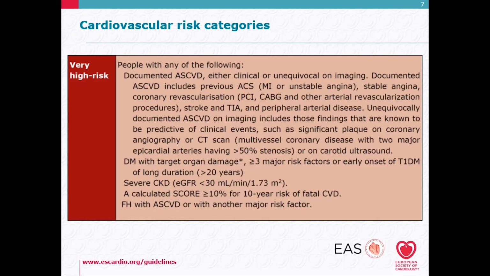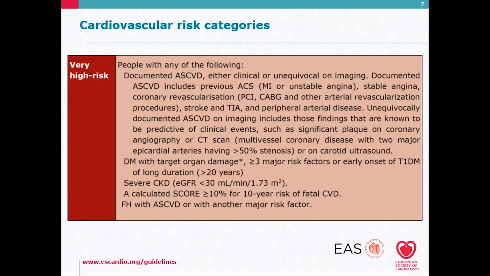Then for diabetes mellitus, people with diabetes are considered, but we consider those only with organ damage to be at a very high risk. And then people with severe CKD with below 30 milliliter per minute clearance for eGFR. Finally, a calculated score above 10 for a 10-year risk of fatal cardiovascular disease. Please understand that a fatal risk of 10 means roughly 30 to 40 for total cardiovascular events.